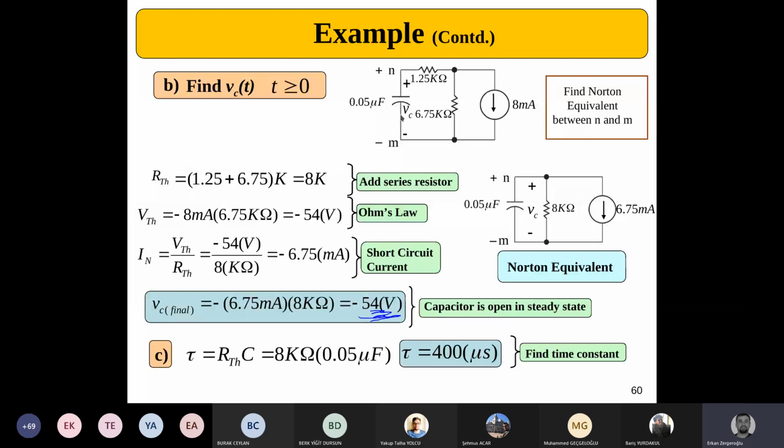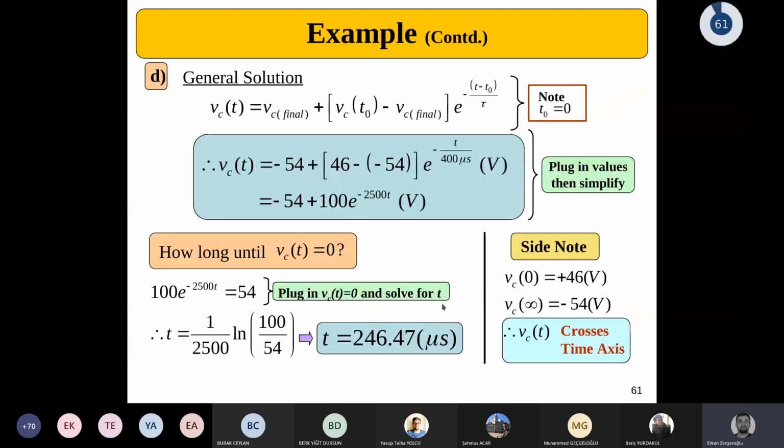Now, the time constant for us is just the multiplication of the capacitor and the resistance. That is 8 kilo ohms times 0.05 microfarads. And when you multiply them out, you'll obtain that it is 400 microseconds. That's really kind of fast anyway.